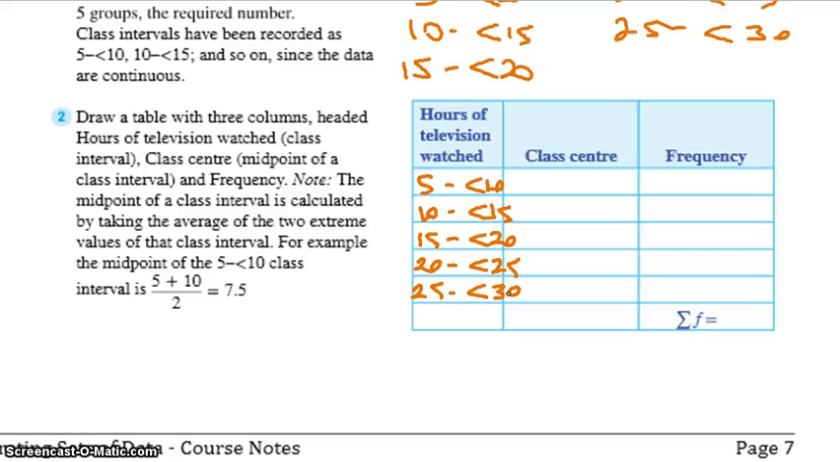All right, class centers. For the class center, we just find the average. So this one, 7.5. Okay, next one, 12.5. And you'll notice it goes up by 5. It's not complex. It is not complex at all. Complex numbers are much more fun.